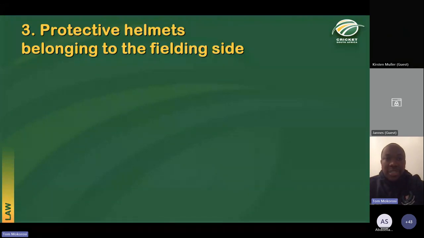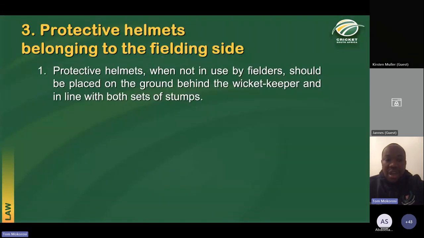We've spoken in previous laws about protective helmets belonging to the fielding side. If you have a fast bowler bowling from one end and a spin bowler bowling from the other end, when the spin bowler is bowling, the wicketkeeper will wear his or her helmet because they are standing up to the stumps. That is a way of protecting them from the ball or even the batter's bat hitting their head. But when the fast bowler is bowling and the wicketkeeper is standing back a few meters behind the striker's stumps, then the wicketkeeper does not need to wear a helmet. What does he or she do with that helmet? They put it behind them in line with the stumps.